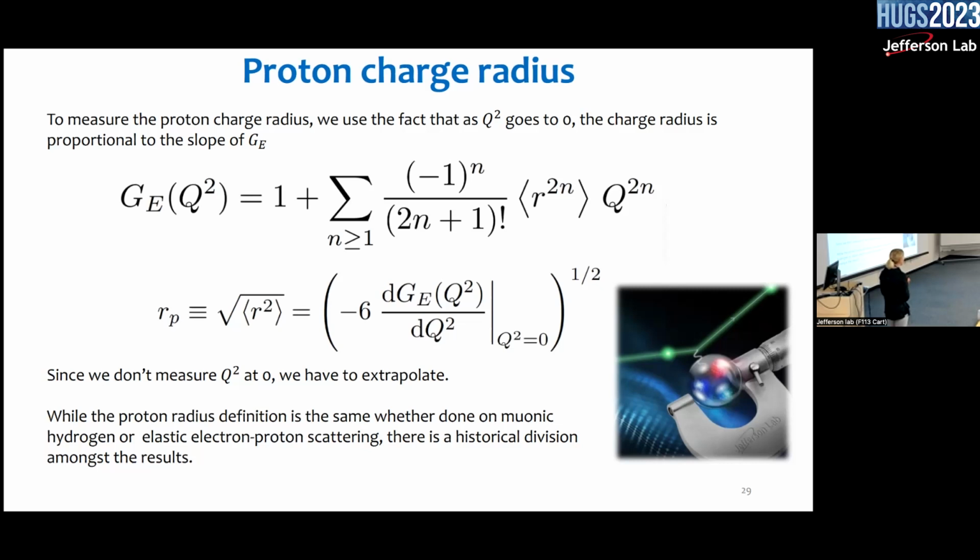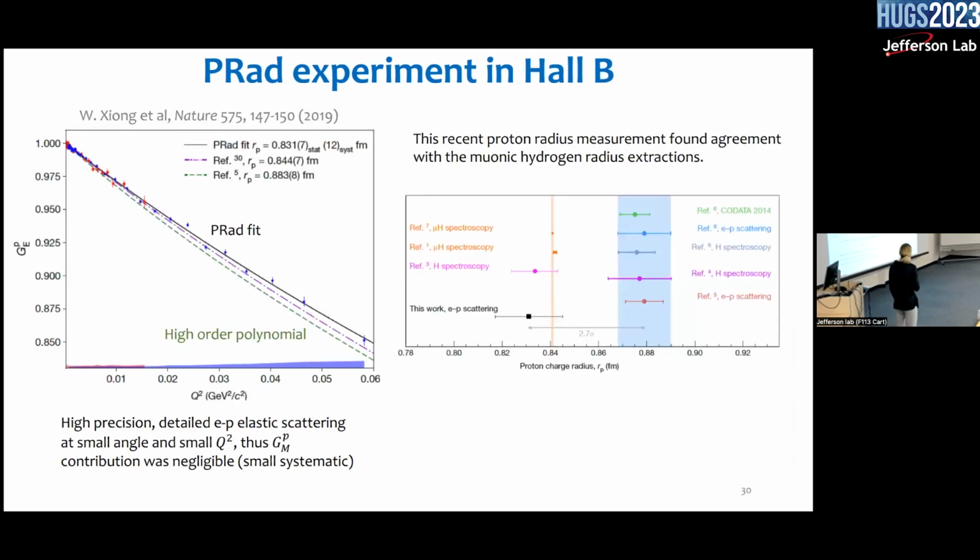Yeah, that's how we use it. So this was a pretty high impact experiment for the lab. This was in Hall B a few years ago, and they just recently published the results. They measured GE for the proton as a function of Q squared. And this was a really important measurement because they did it at small angle and small Q squared.